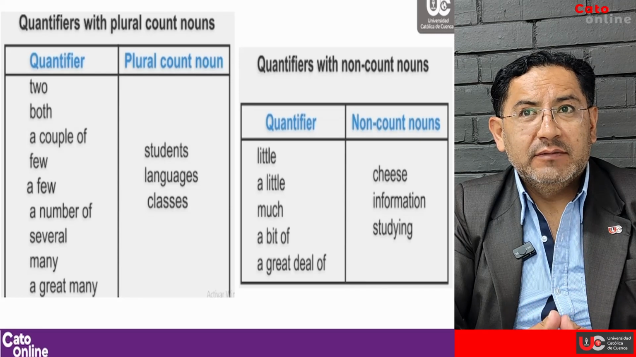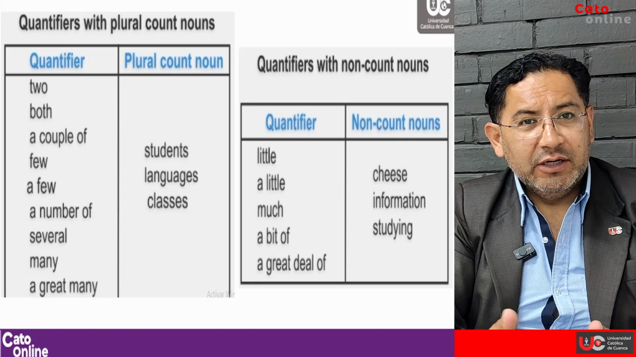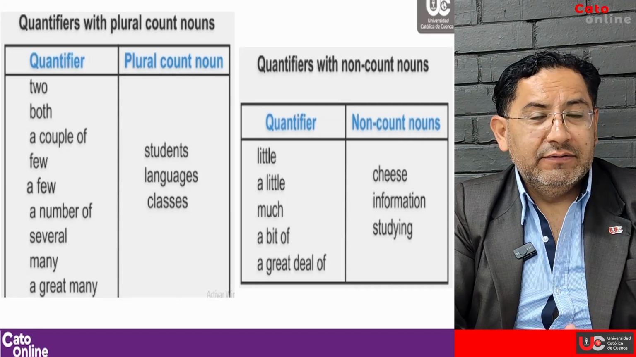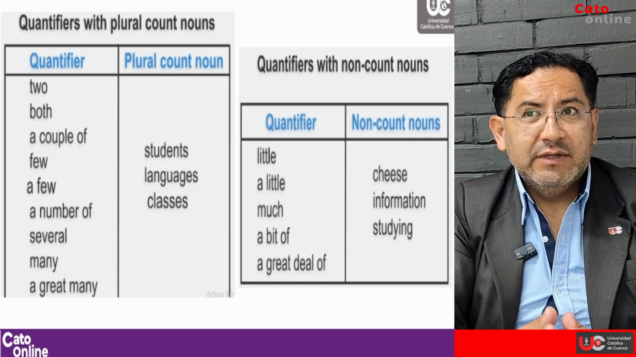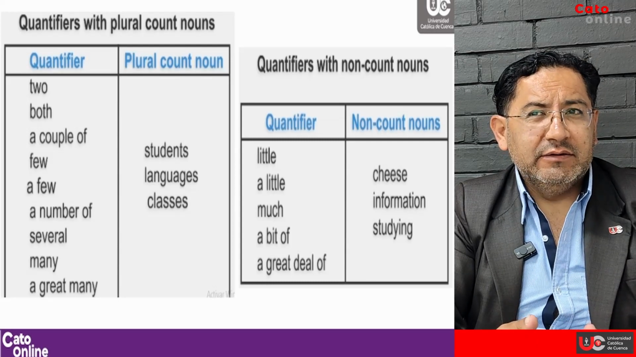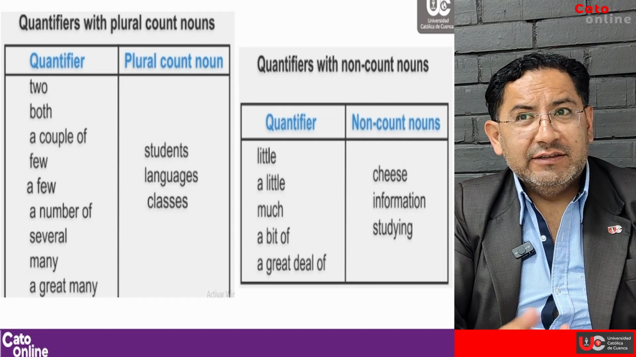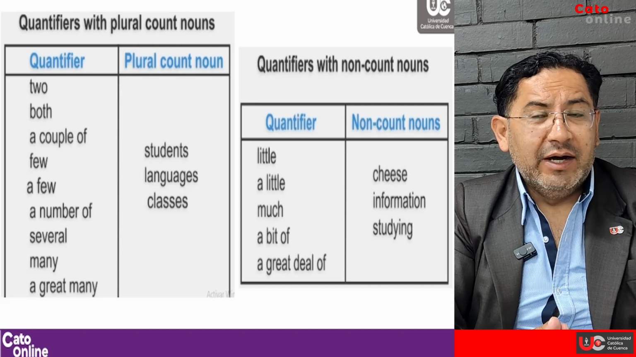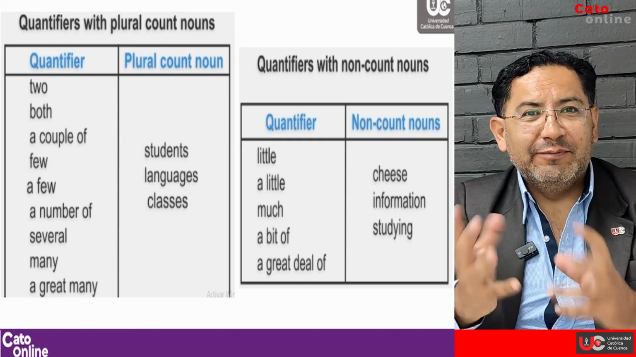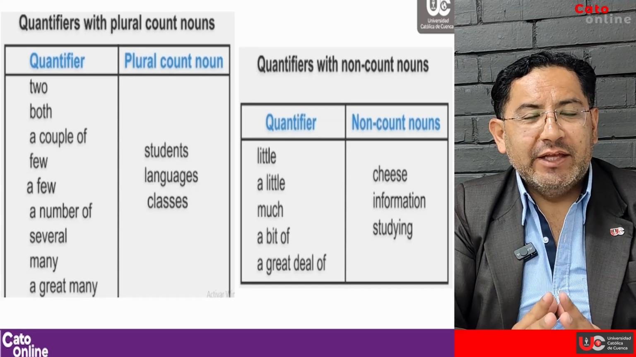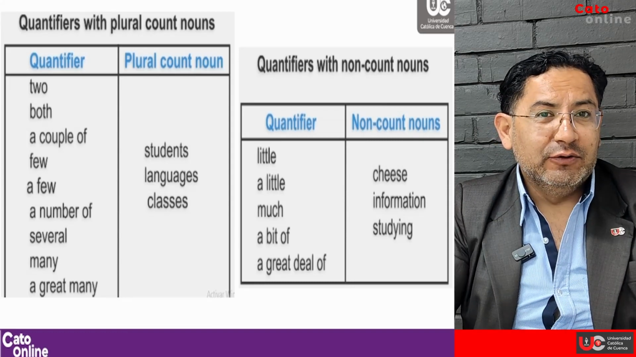For example, quantifiers: little, a little, much, a bit of, a great deal of. Okay, non-count nouns, for example, we have cheese, information, studying. Okay, little cheese, a little information, much studying, a bit of information. Okay, you can play with these words, quantifiers and non-count nouns. It is very important to know.